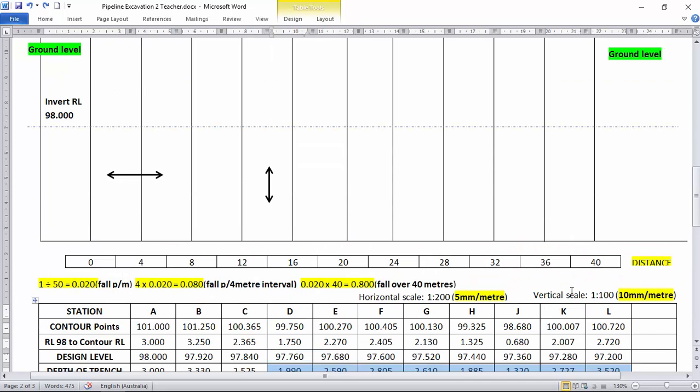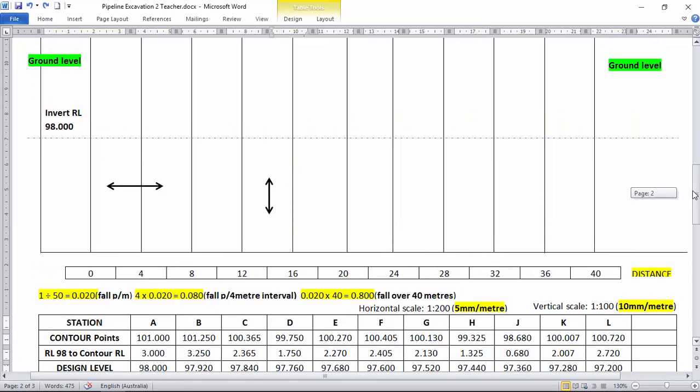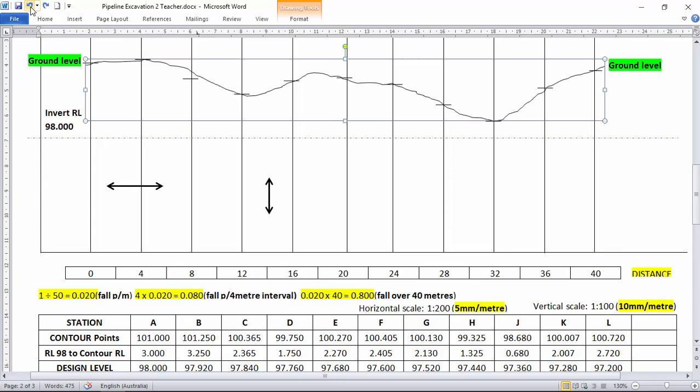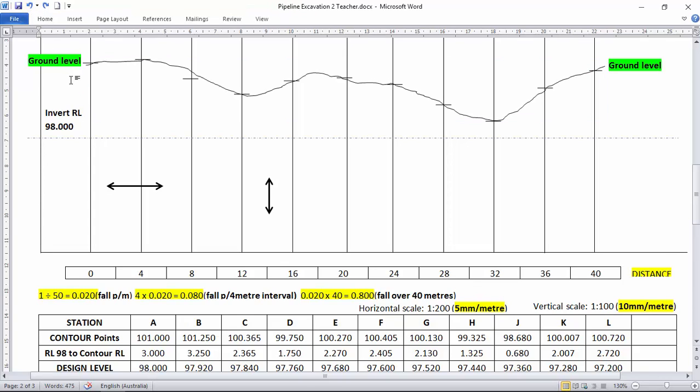Then we look at our drawing, our plan, and we need to determine our points, and our points are going to be measured from this 98 RL, which is also our invert level. So I'll just put the points in to start with, and then I'll show you how we actually measure them. There we go, they're all our contour heights, our contour points. Then we join those up with our wiggly line. That gives us our contour plan.